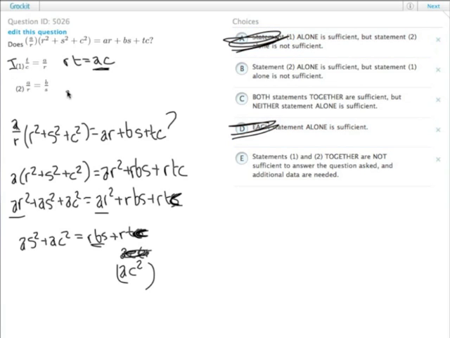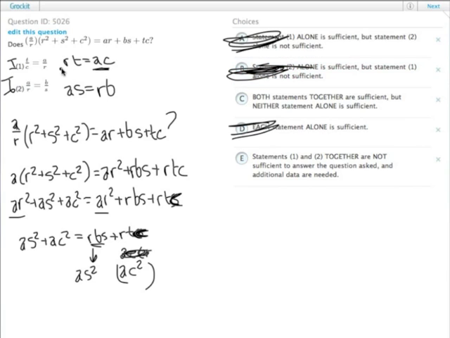Statement 2, when we cross multiply, we get AS equals RB, which means we can substitute an AS in for RB. So this ends up being AS squared. But again, we don't have the other term in the binomial, so that's insufficient. We can cross off B.